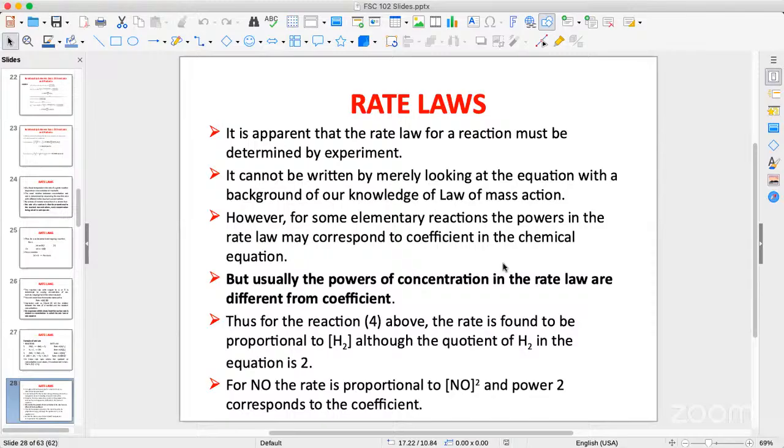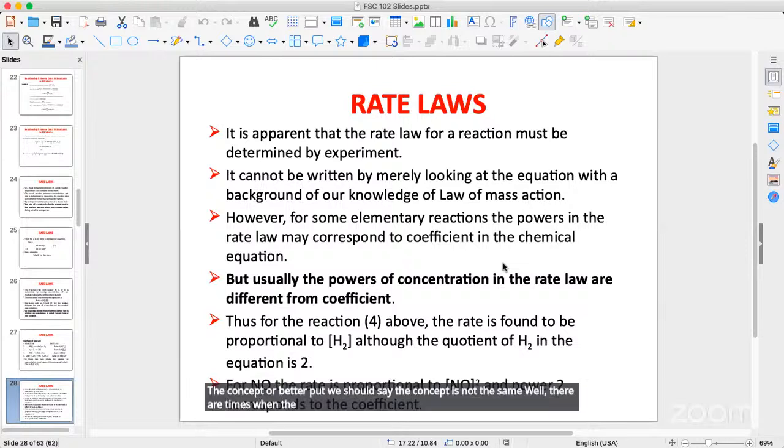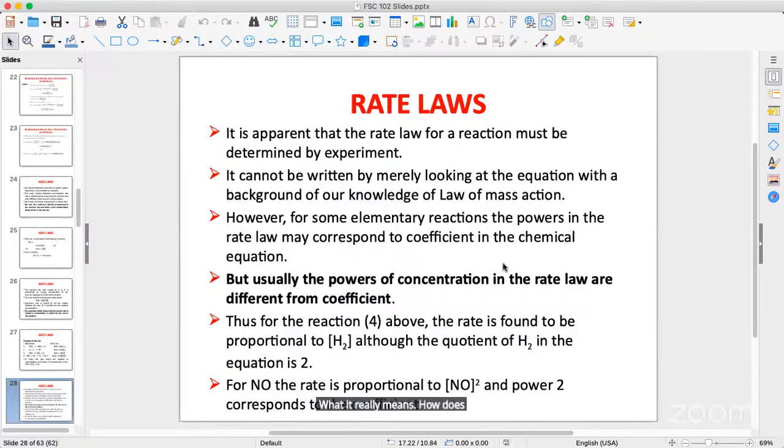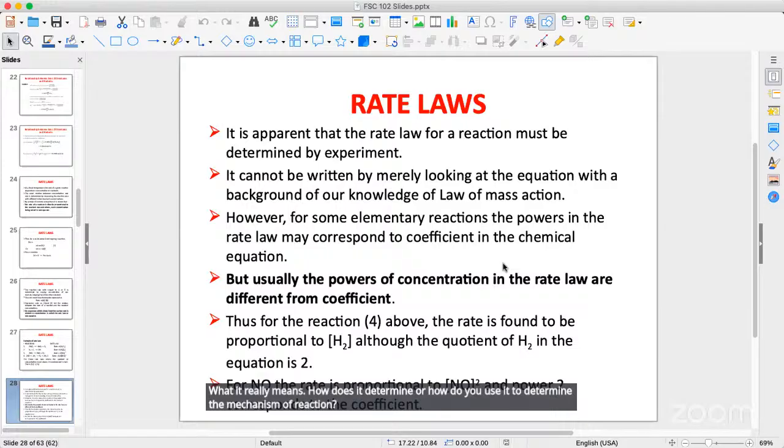The concept is not the same. Because there are times when the order could be equal, but the concept is not the same. When you see them and they are the same, what it means is that you're dealing with an elementary reaction, and you'll understand that better when you know what order of reaction really means, and how you use it to determine the mechanism of reaction. We're still going to talk about that. That is the most important part of this course.